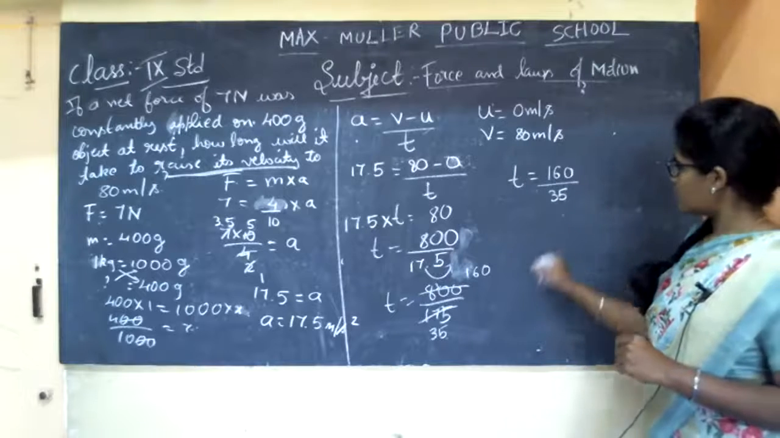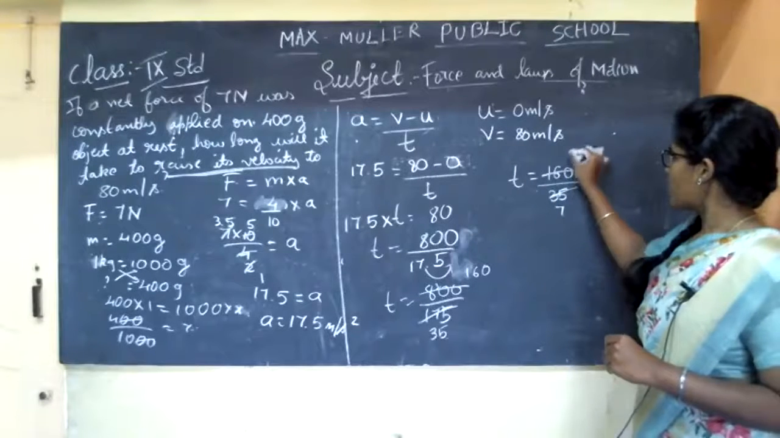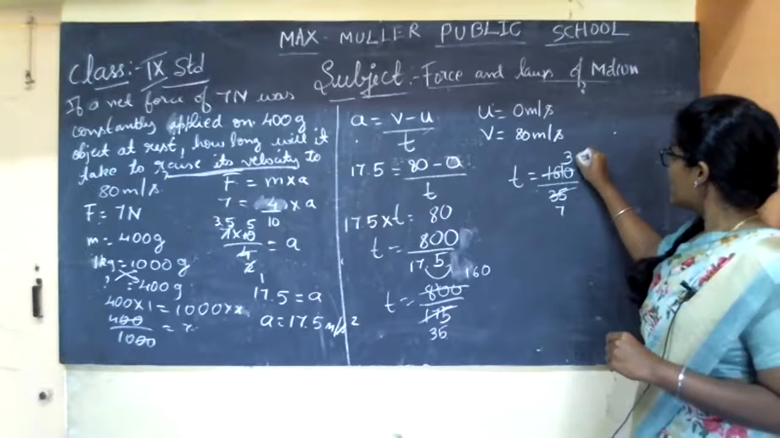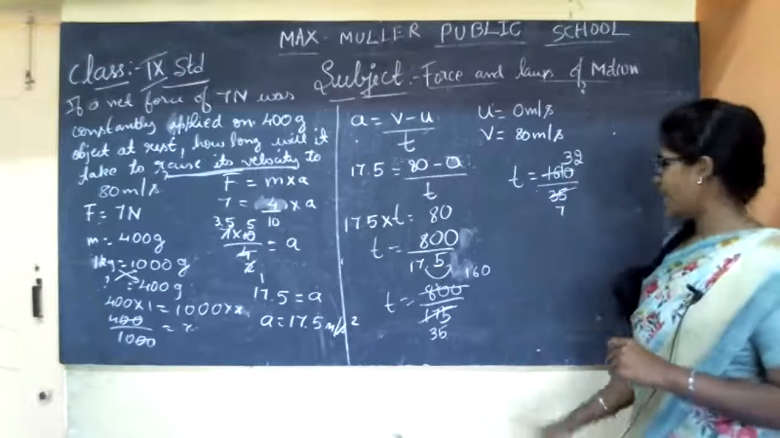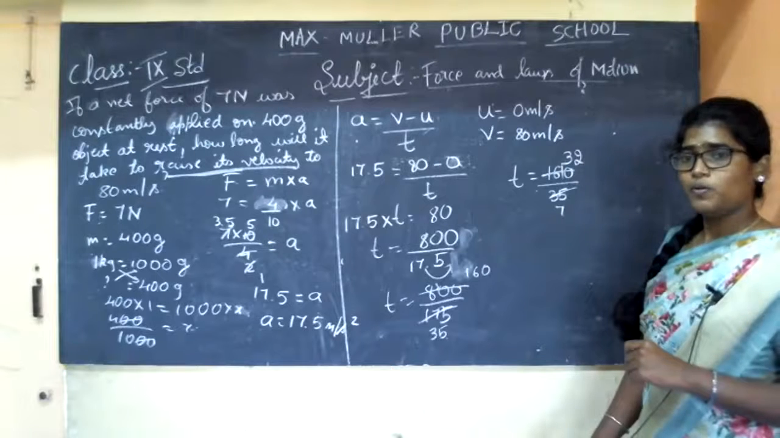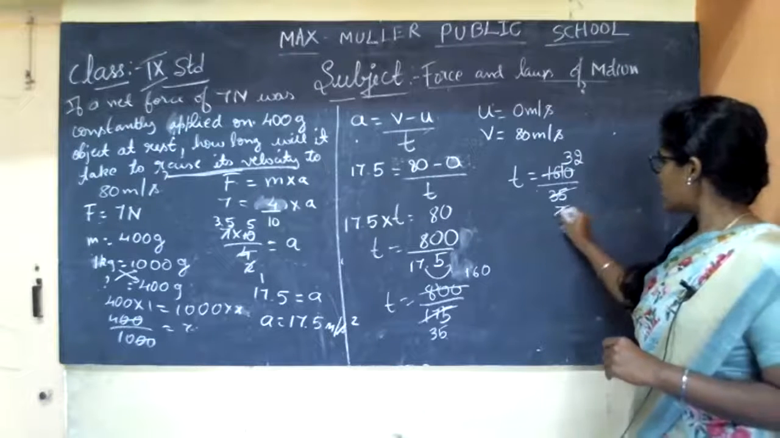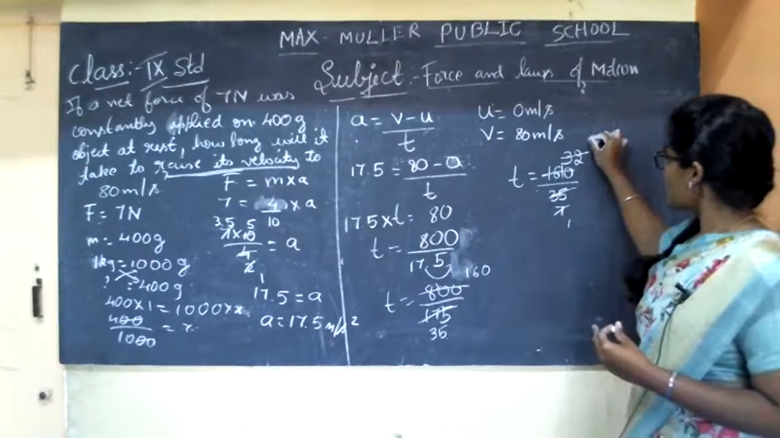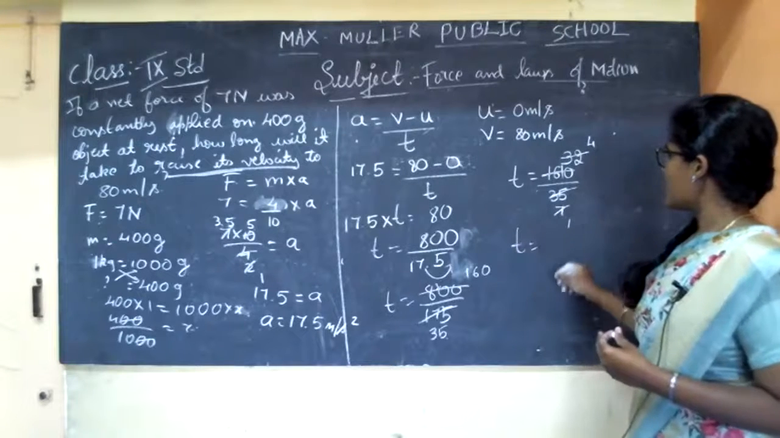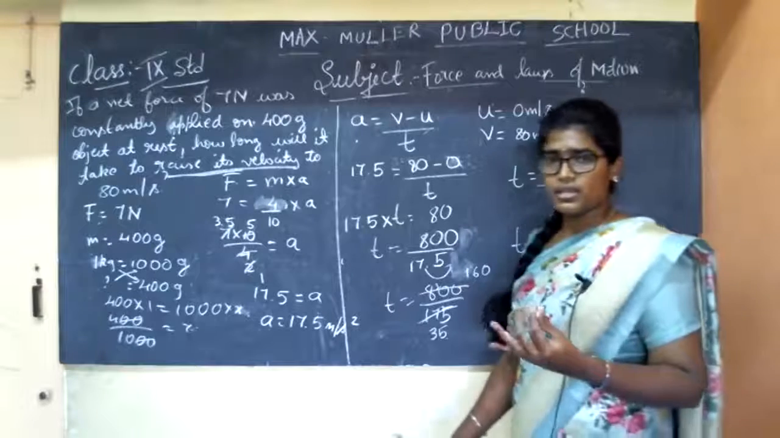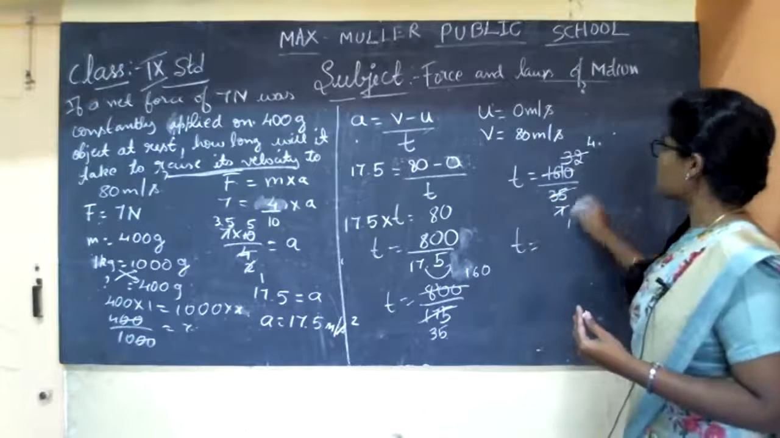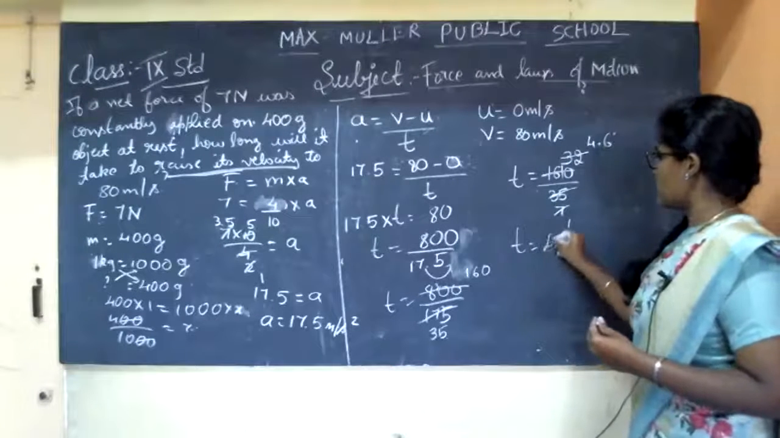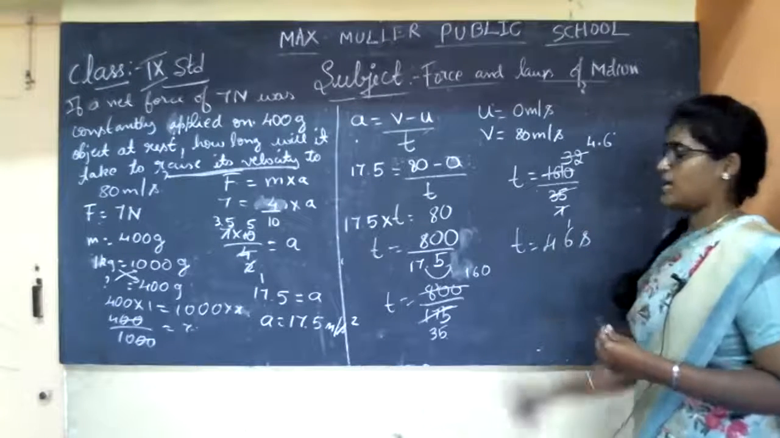Again, in which table does it go? 5 1s are 5, 7s are 35, 5 3s are 15. Here it will be 1, correct? 5 2s are 10. Then again 7 1s are 7. 7 how much are? 7 5s are 35. 7 4s are 28. How much will you be left with? 28, 29, 30, 31, 32. 4, 40 will be. 7 7s are 49. 7 6s are 8. So T is equal to 4.6 seconds.